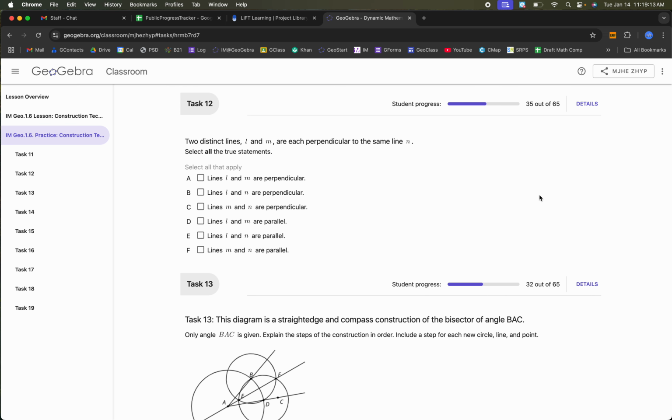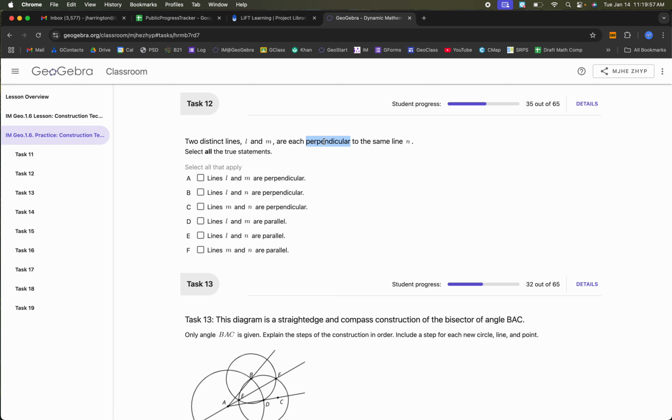Task 12. Two distinct lines, L and M. Distinct means different ones, right? There's a line here, line L, and a line there, that's line M. Now, both of them are perpendicular to the same line, which is N. So what I would do, if I were you, is get a scratch piece of paper, the back of an envelope, grab a pencil or a pen, and draw. Actually, I would draw line N first, and then draw these two lines, L and M, that are perpendicular to line N.